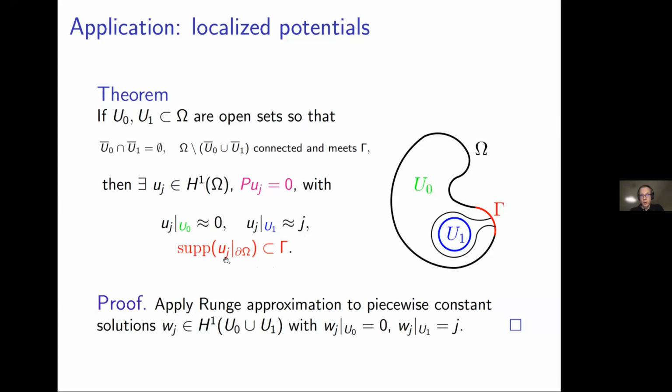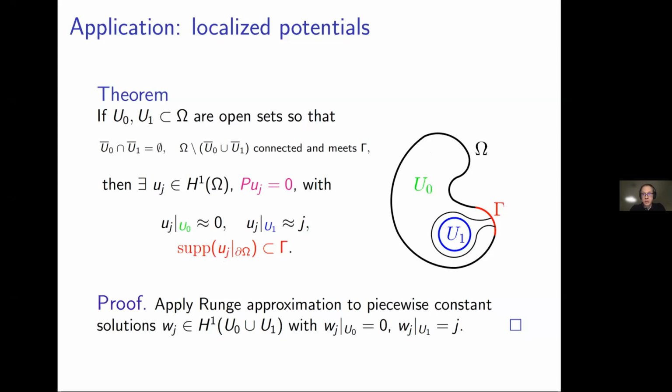And you can confine the support of the Dirichlet data to live in this set gamma. So these are called localized potentials. Their energy somehow concentrates in this blue set U1, and they are almost like 0 in large subsets of the domain. And how do you prove this?